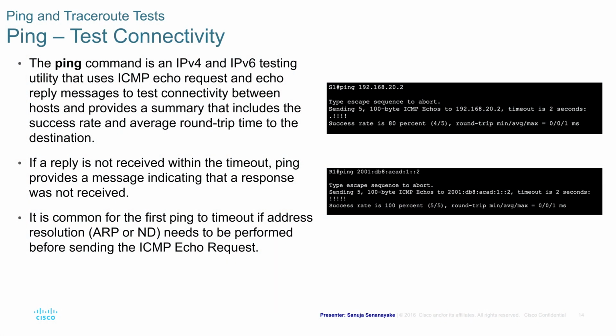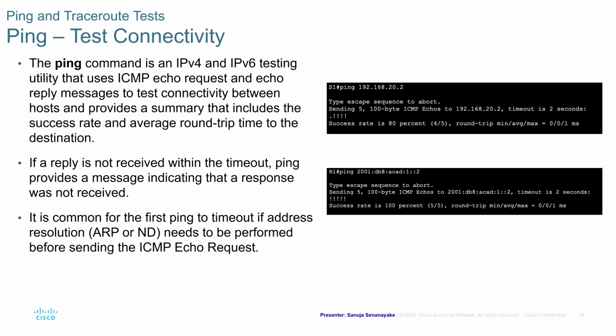Ping, test connectivity. Most of you are probably familiar with the ping command, because we often use it to test connectivity between devices within your own network, as well as pinging outside connections such as Google to test if we have a proper connection to the internet, for example. So the ping command is an IPv4 and IPv6 testing utility that uses ICMP echo request and echo reply messages to test connectivity between hosts. And it provides a summary that includes the success rate and average round trip time to the destination. So that's an important concept that may show up on your quizzes.